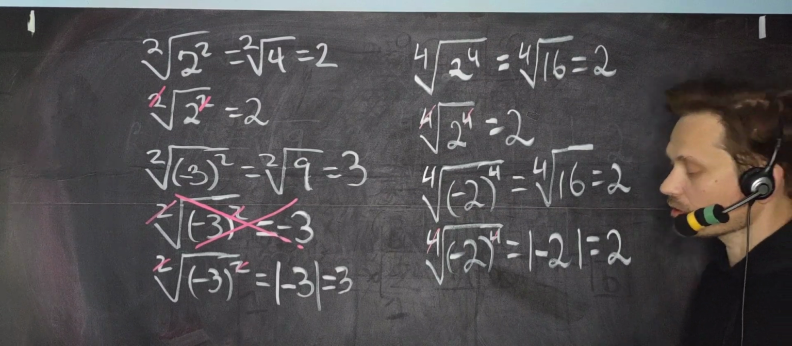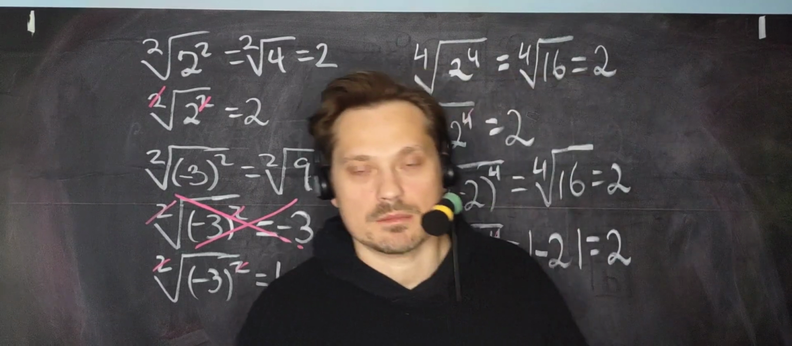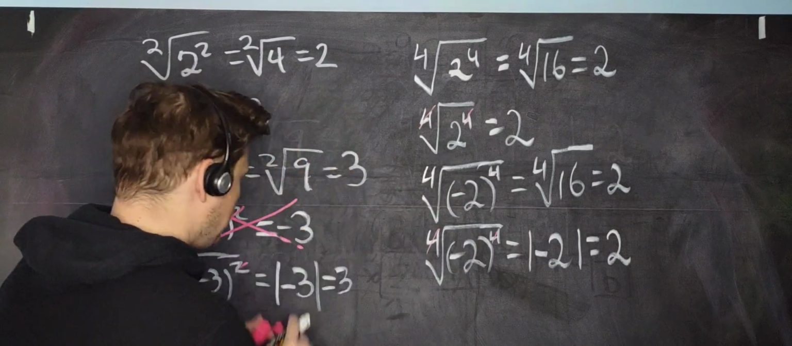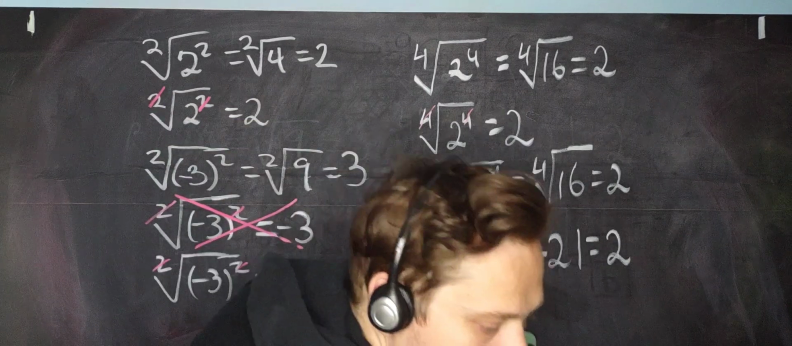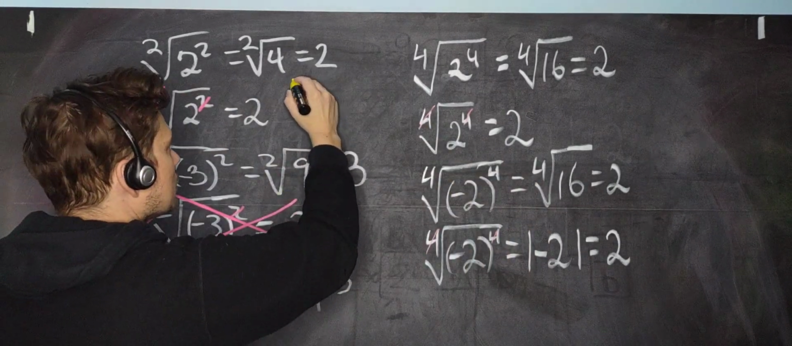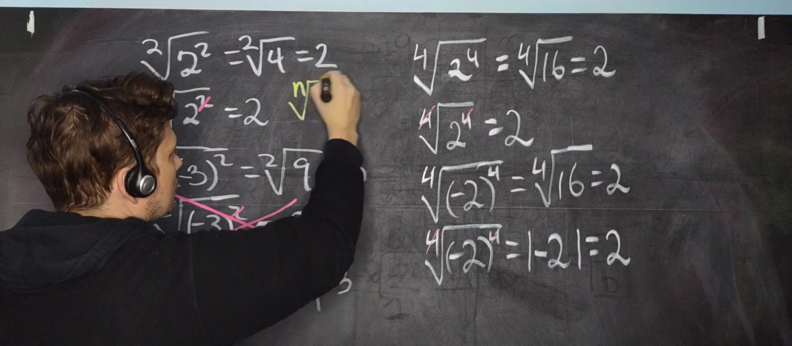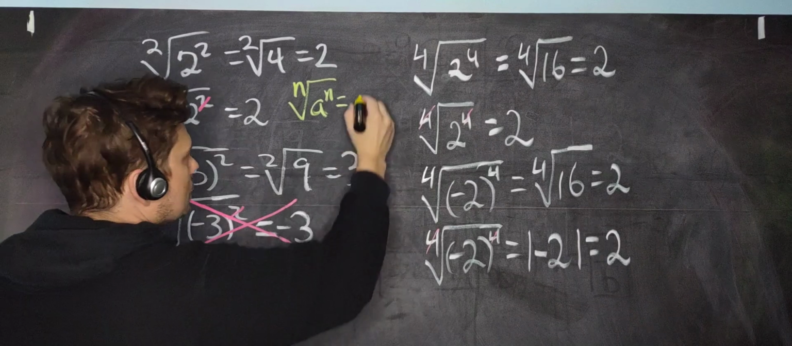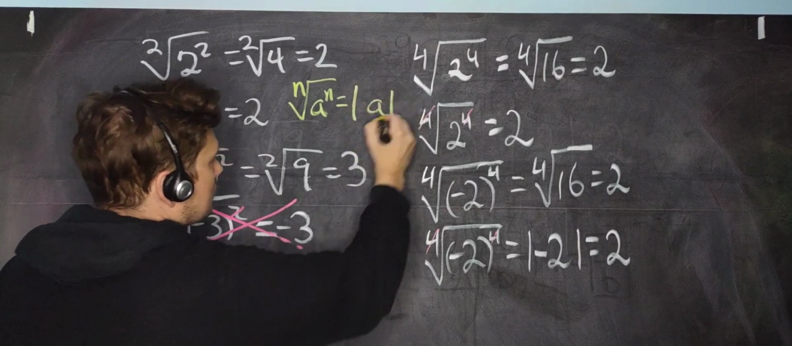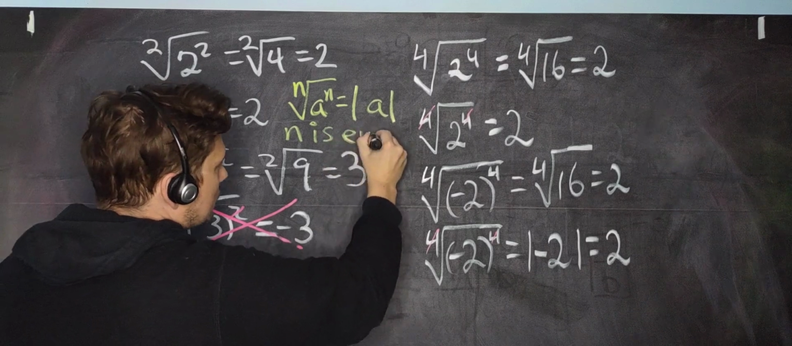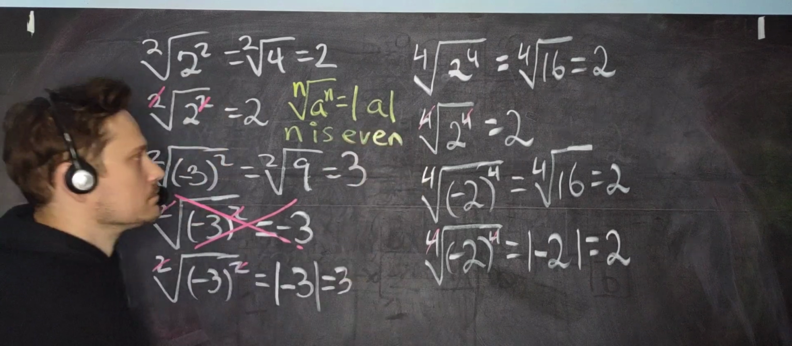So there's a general rule operating behind the scenes. Let me write down the general rule, might be of some interest. I'll squeeze that in here. Let me do that in yellow so it kind of gets differentiated from everything else. When n is an even number and you're taking the nth root of a to the n, it's equal to the absolute value of a. When n is even, like that.